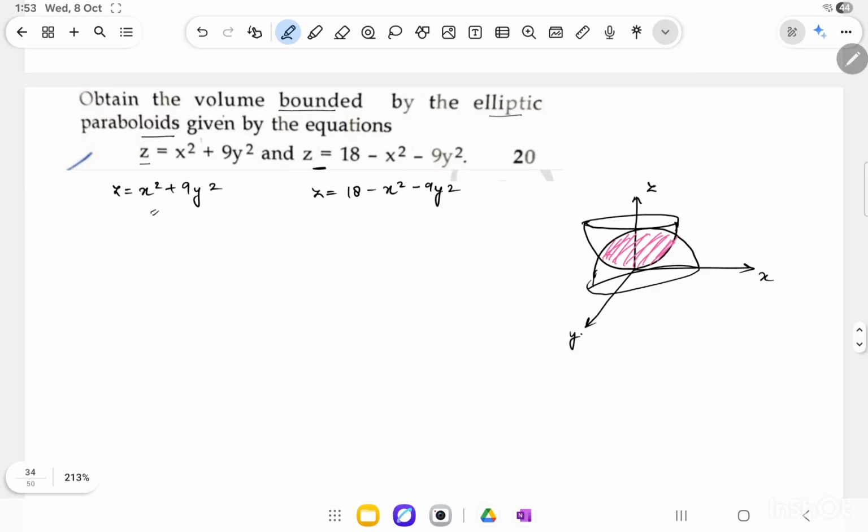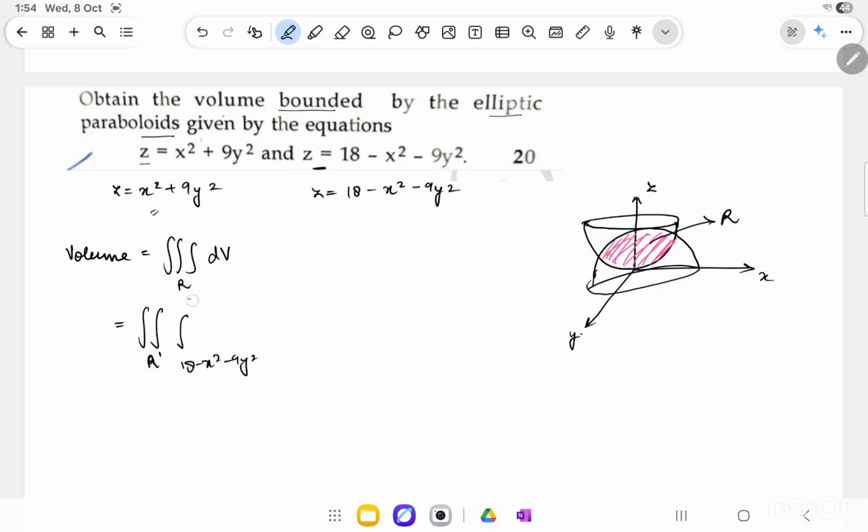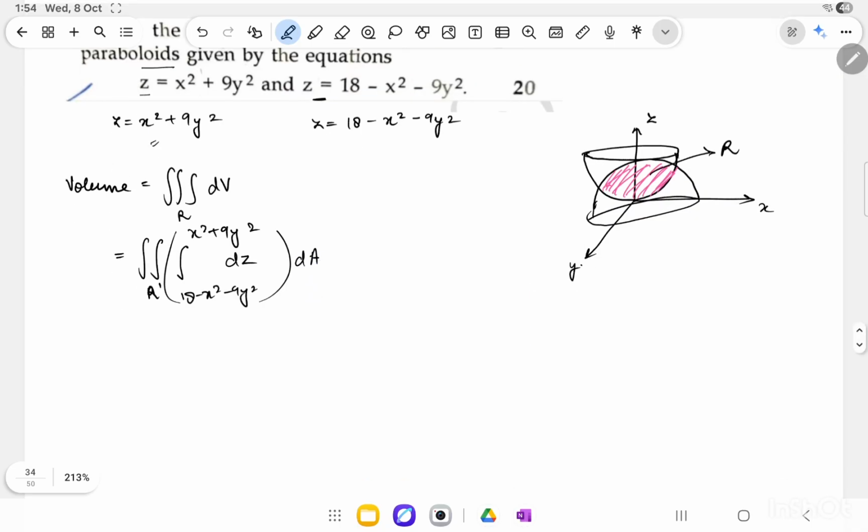So in order to solve that, the required volume will be equal to the triple integration, and if this solid region is, let's say, R, then the triple integration over R dV. So it will be equal to, and let's assume that its shadow on the plane is represented by R dash. So the double integration over R dash, and z varying from 18 minus x square minus 9y square to x square plus 9y square dz into dA, where A is the area of its shadow on the base region.